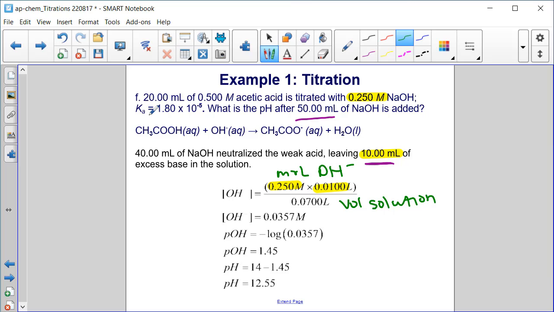So we started with 20 milliliters, and then we added 50 more. So the total volume of the solution is 70 milliliters, which is what you see here, 0.0700 liters. So that gives us a hydroxide concentration of 0.0375. From there, we can find the pOH, the minus log of that. We get 1.45, and then subtract that from 14 to get a pH of 2.55. Excuse me, 12.55.